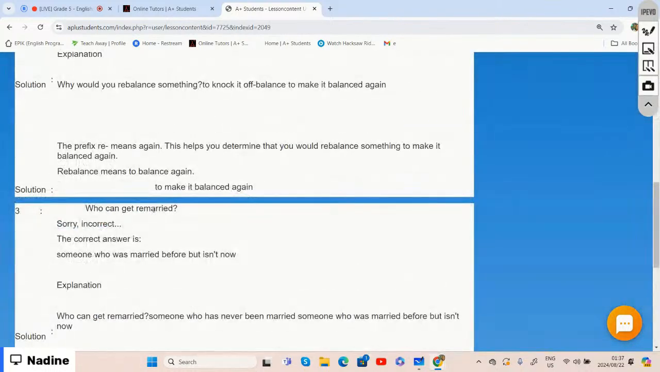Yes, it is. Who can get remarried? Why do people remarry? Or who can get remarried? Is it someone who was married before but isn't now, or someone who is still married? Who can get remarried? Meaning you marry again.